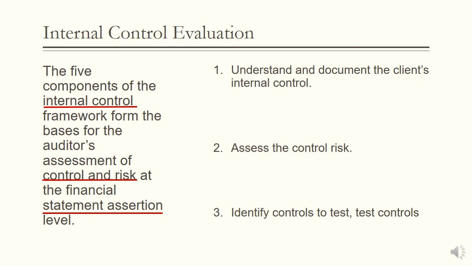Auditors, in evaluating the internal control of a client, must first understand and document it. Then they assess the control risk. And these first two steps are often done in tandem with one another, provided that the client is not publicly traded. If the client is publicly traded, then the auditor is required to do an integrated audit of both the financial statements and the controls over financial reporting. You would have covered this in your outside readings this week. Finally, the auditors would identify the controls that need to be tested and test them.